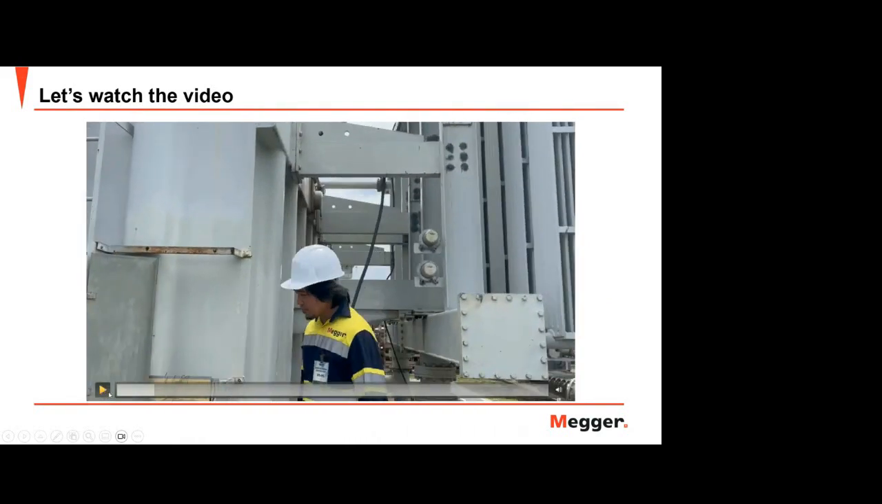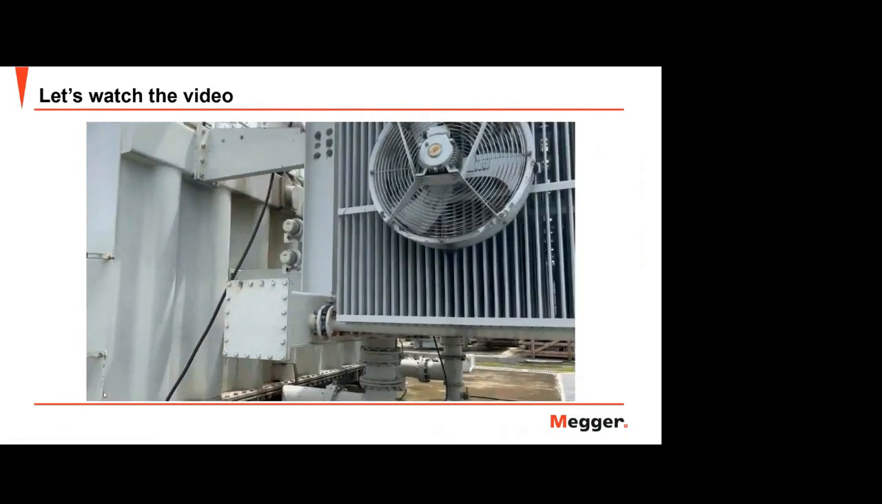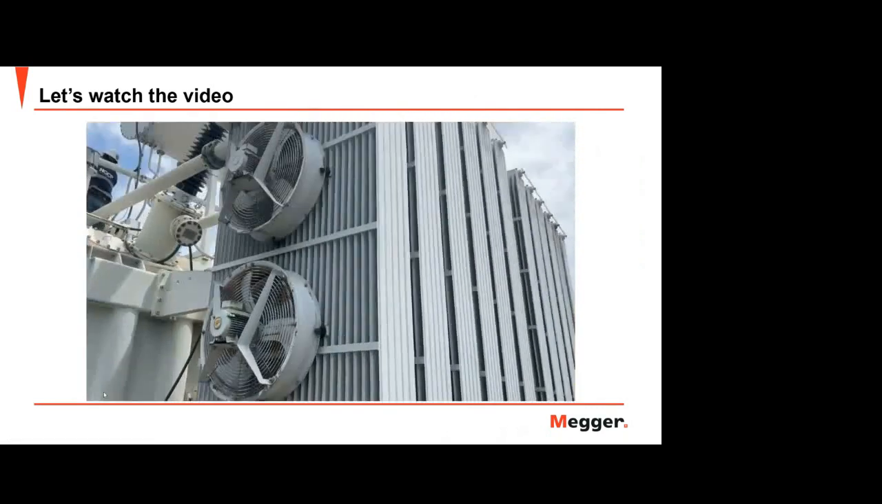So as you can see, this is a substation, a 230 kV system. So we are actually expecting some interference here because of course this substation is online. This is a big transformer.